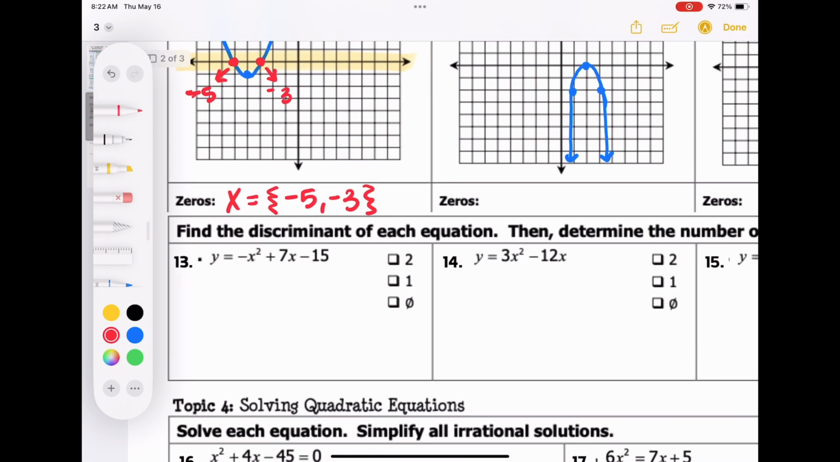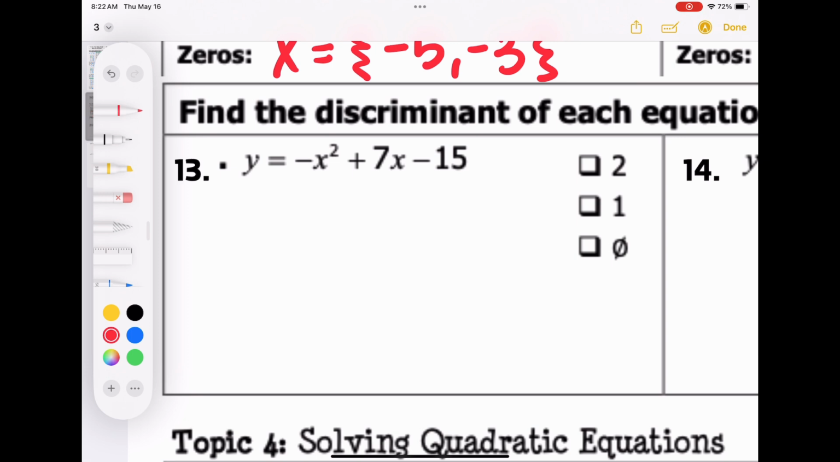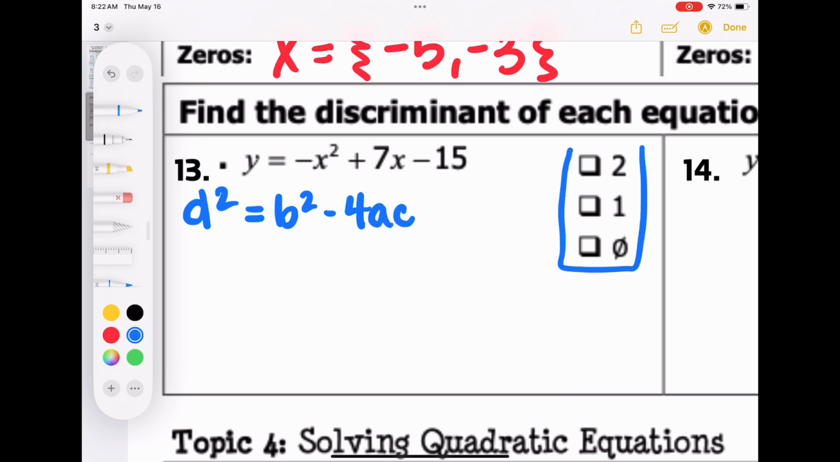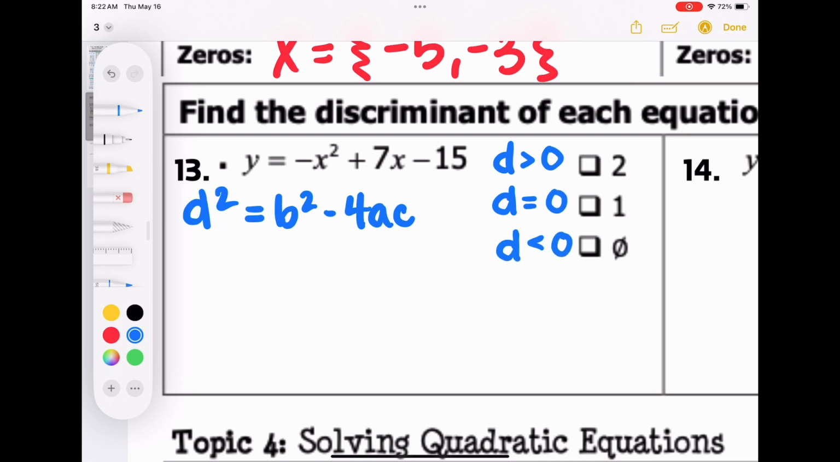All right, the next section, we're talking about the discriminant. So the formula is D equals b squared minus 4ac. This is telling us how many solutions there are. If D is bigger than 0, that means there's 2 solutions. If it's equal to 0, that means there's 1 solution. And if it's less than 0, that means there's no solution. And that should just be a D, not a D squared.